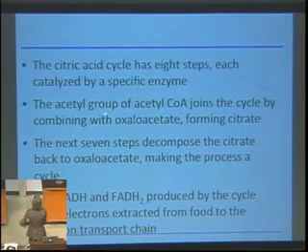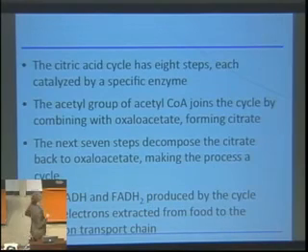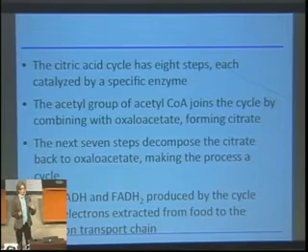Okay, and so the acetyl group of acetyl-CoA joins the cycle by combining with a molecule of oxaloacetate to form citrate, and then in the next 7 steps of the cycle, the enzymes break down this citrate back to a molecule of oxaloacetate, and that's what makes this a cycle. And in the process of doing that, molecules of NADH and FADH2 are produced, and these are basically the way that the cell is essentially harvesting electrons through these redox reactions, and then as we'll see, it's going to use those molecules to drive the production of ATP during oxidative phosphorylation.